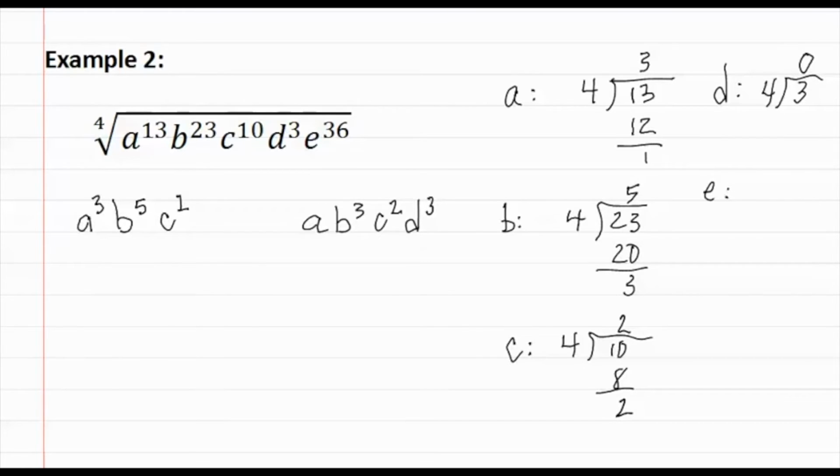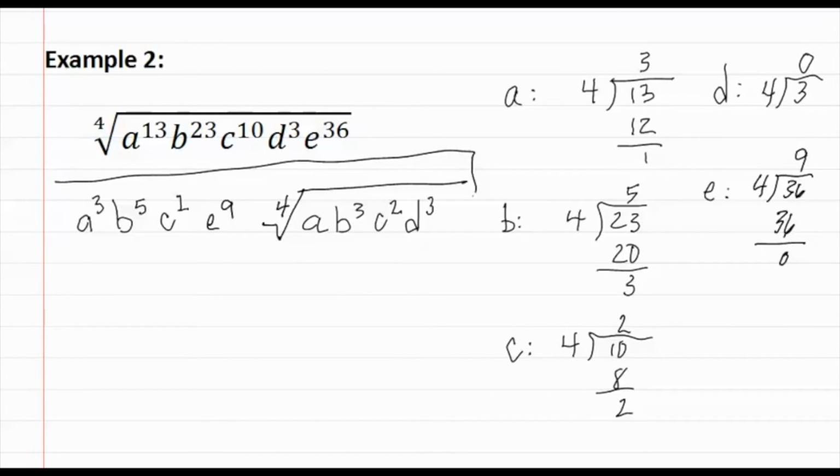Next, let's do E. We have 36, and we're seeing how many times does 4 go into 36. It goes in 9 times, with a remainder of 0. This means that we have e to the 9th come out and no e's remain inside. Remember, you must bring down your root and its index. This gives us our final answer.